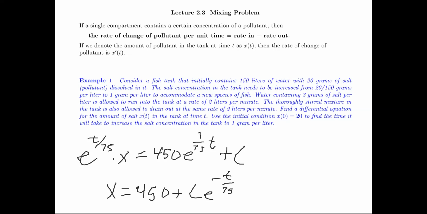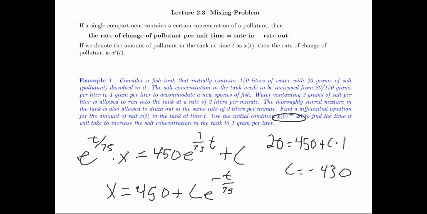So now what do we need to do? We need to solve for c. How do we do that? Well, we have the initial condition, x of 0 is equal to 20. So just plug in t is 0 and x is 20. So we get 20 is equal to 450 plus c, since e raised to the negative 0 over 75 is just 1. So 20 is equal to 450 plus c, or in other words, c is equal to negative 430.